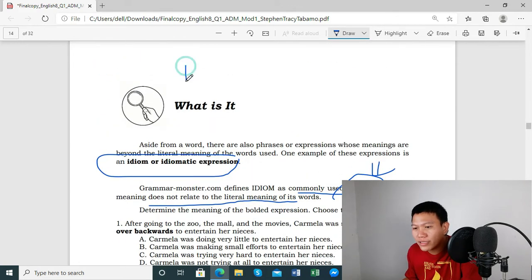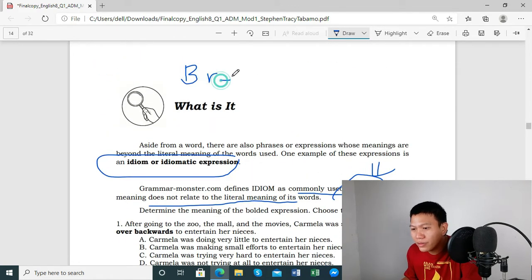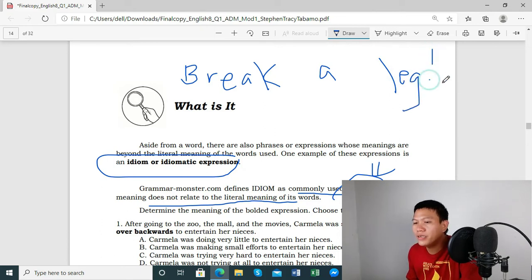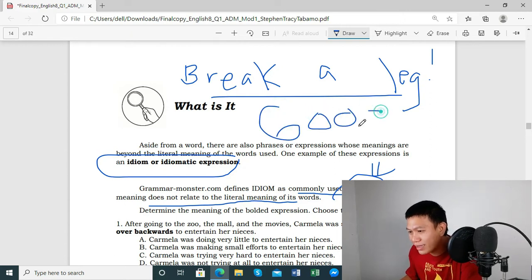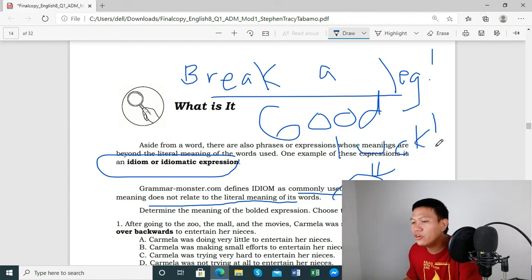If you will join a contest, somebody will tell you, break a leg. Okay, sasali ka ng dance contest. Sabi ng kaibigan mo, Pedro, break a leg. So when we say break a leg, hindi mo siya i-define according to the words themselves. Baka ang iisipin mo, babasagin ko ang paa ko. That's wrong. This is an idiom and it has another meaning. At ang meaning nito ay good luck. Okay? So pag sinabi ng kaibigan mong break a leg, ang ibig sabihin nun, ginugood luck ka lang niya. Okay? Sinasabi niya, galingan mo daw.